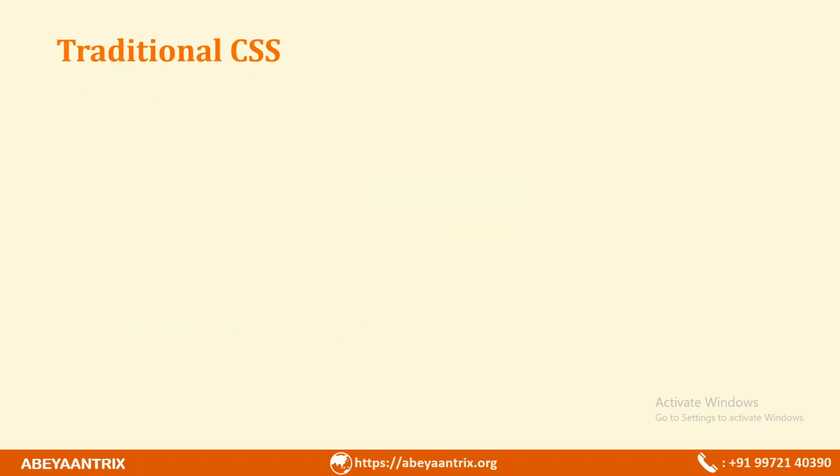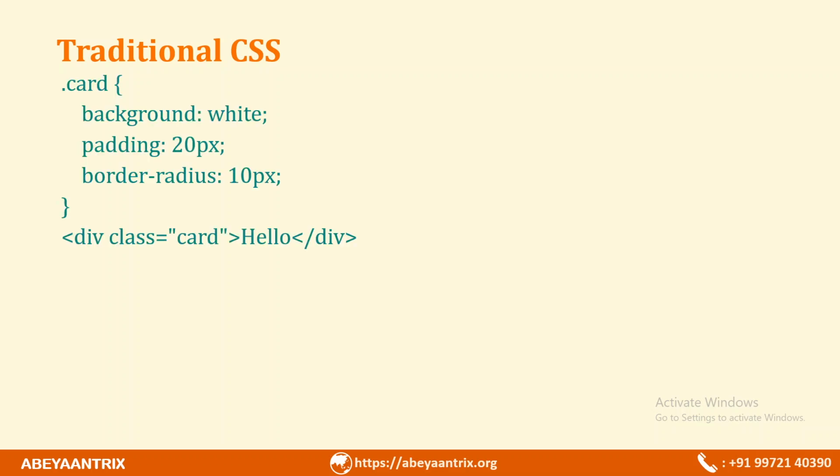Okay, so let us see an example of the difference between traditional CSS and Tailwind CSS. Let me show you the difference here. How you would create a simple card with traditional CSS: background white, padding 20px, border radius 10px. This card applies this style and it will display. So here we are having 4 lines of code, right?